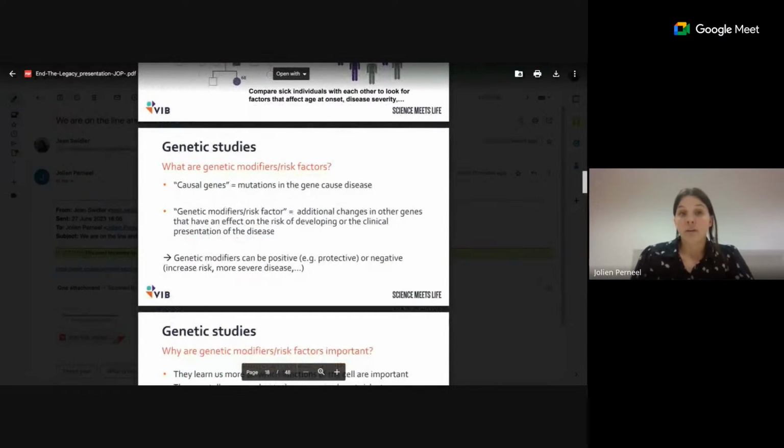So we either have causal genes, which means that a mutation in the gene causes disease directly. And we have genetic modifiers or risk factors, which are additional changes in other genes that have an effect on the risk or clinical presentation of developing disease. A genetic modifier can be positive, so it can protect you, or it can also be negative, so it can increase risk or cause more severe disease.